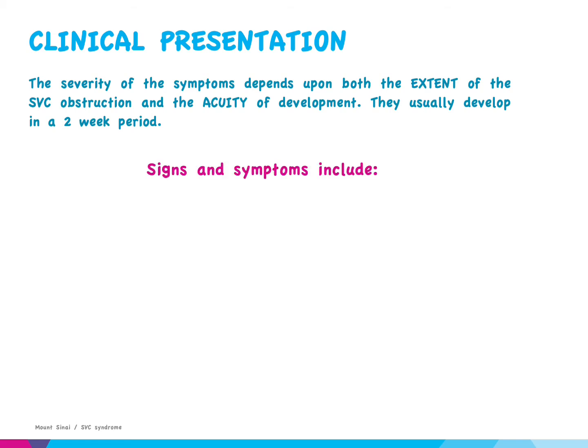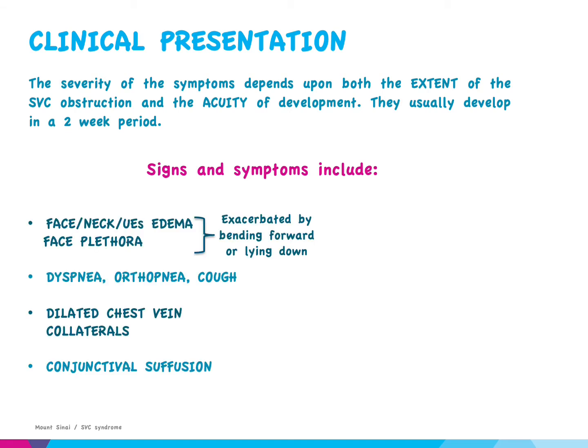So what happens? The increased venous pressure in the upper body will cause edema of the face, of the neck, of the upper extremity, and also will cause facial plethora because of the venostasis. All of these symptoms will be exacerbated by bending forward, lying down, or also by extending and elevating our upper extremities. Another very common symptom is dyspnea. More than 60% of the patients will have shortness of breath, which is caused by the edema itself, but also by the reduced blood flow to the heart. Other symptoms are orthopnea or cough.